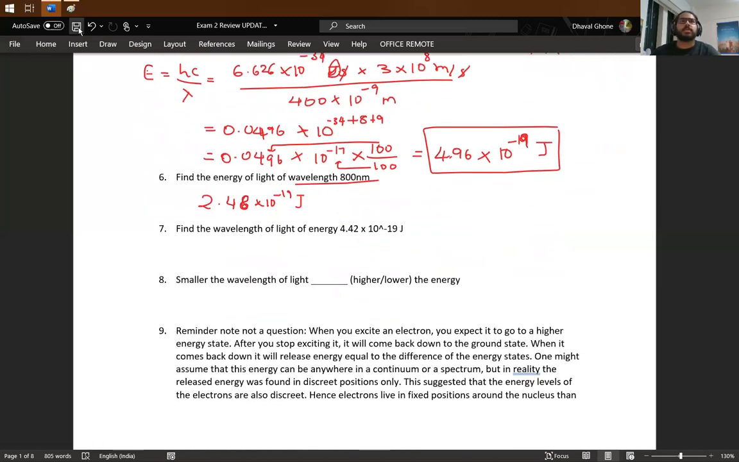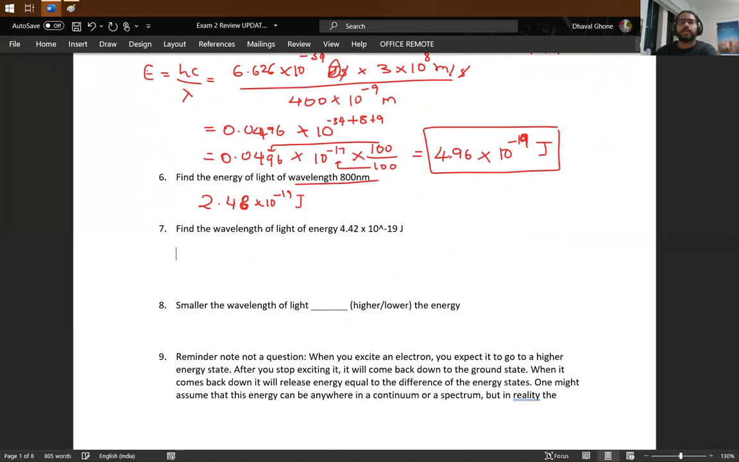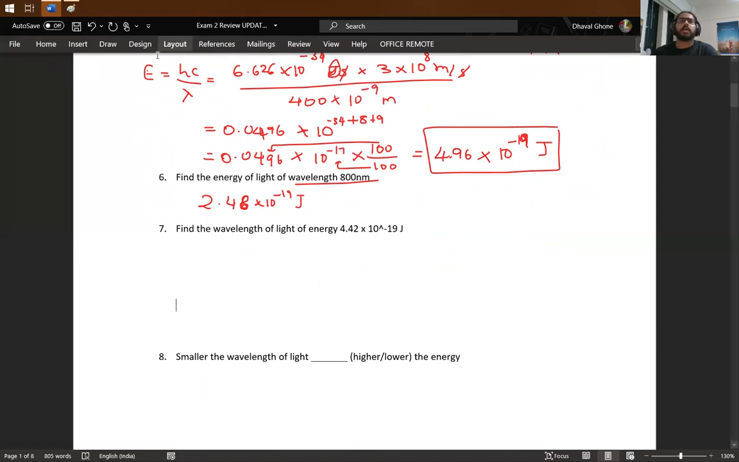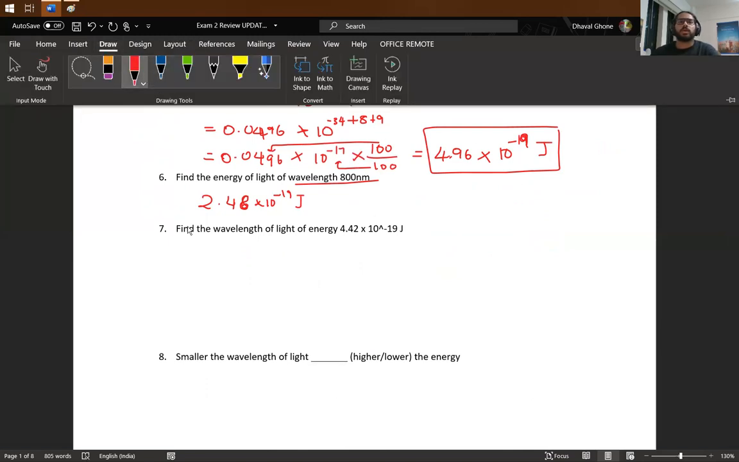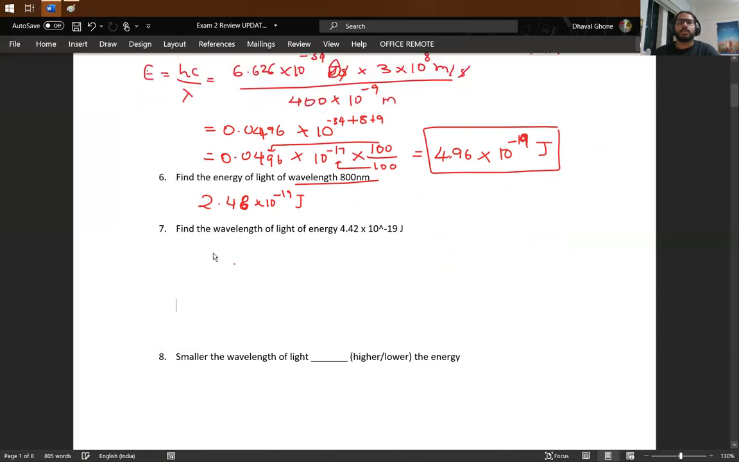awesome. I'm gonna save this so my PC doesn't crash. Okay. Next question is find the wavelength of light of energy that many joules. So now I'm giving you a value in joules, and I want you to find the wavelength of the light. And so to do this, try by yourself first, and then once you're done trying, come back to the video. I'm gonna keep solving it.